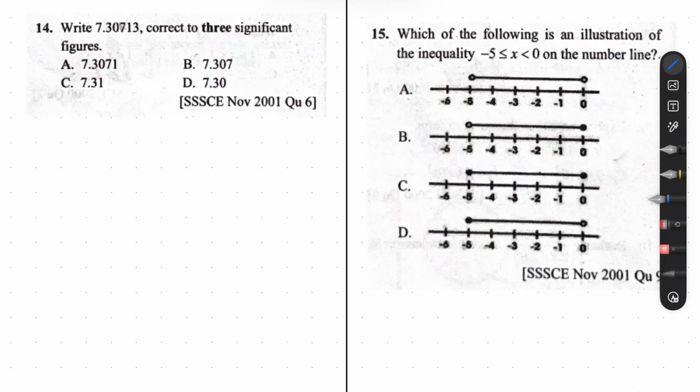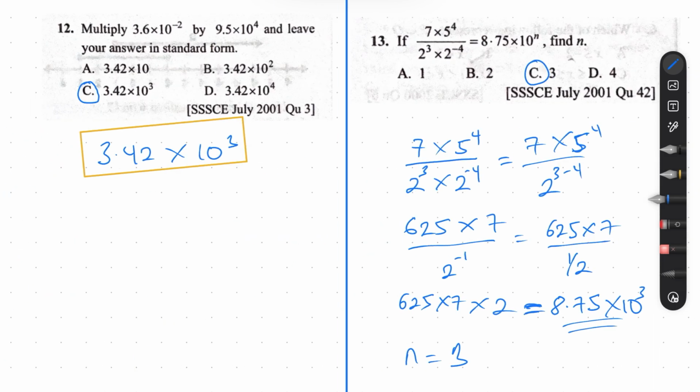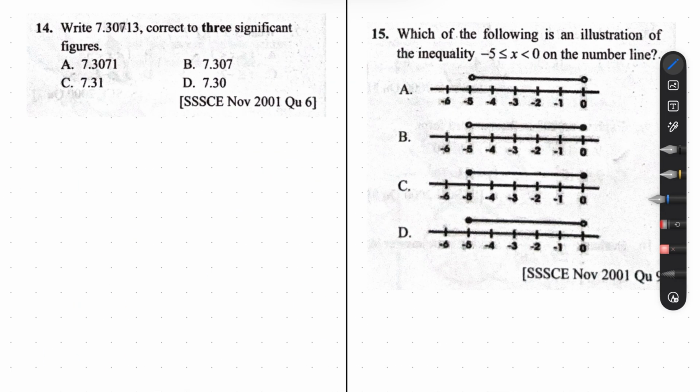Okay, welcome to the next session in this series. In the previous session, we ended with this set of questions, right? So now here, we're going to continue with question number 14.